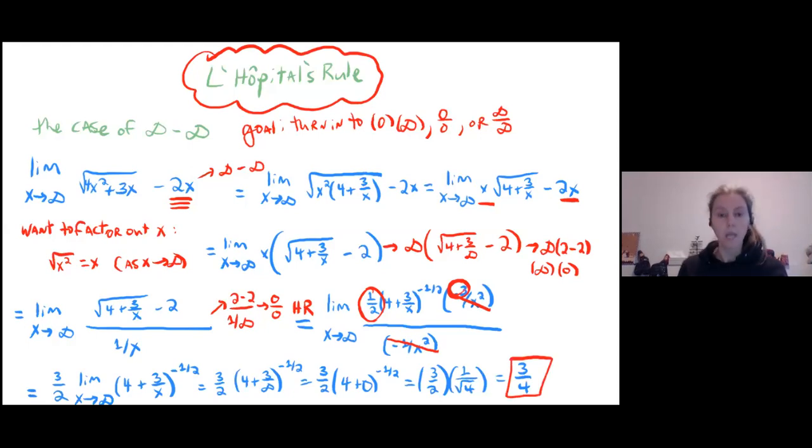Okay, so note that in this problem, we started with infinity minus infinity. We factored out a thing, in this case x, because that allowed us to clearly see that we would no longer have infinity minus infinity. We factored out x to turn it into infinity times 0. Then from there, we turned it into a 0 over 0 problem. That allowed a simple L'Hopital's rule, as long as we remembered our chain rule.